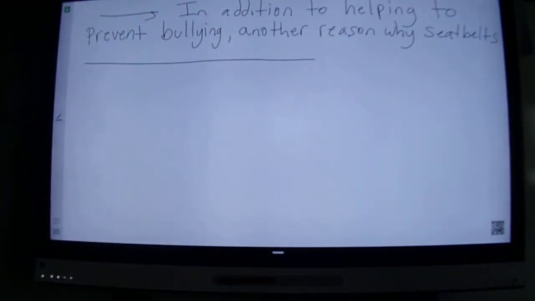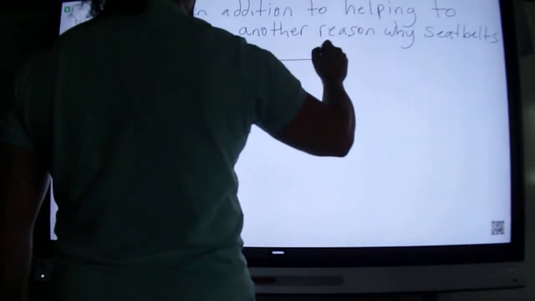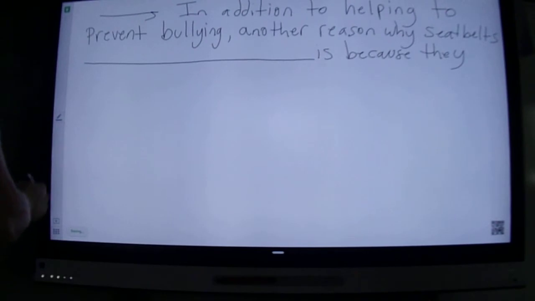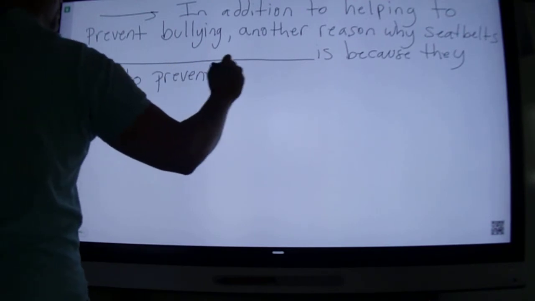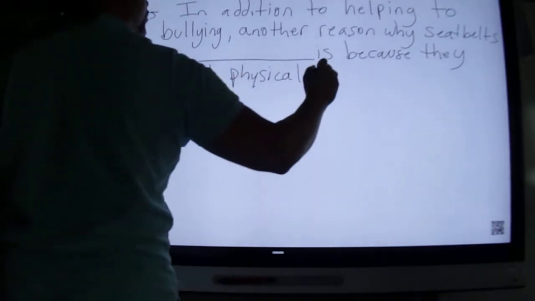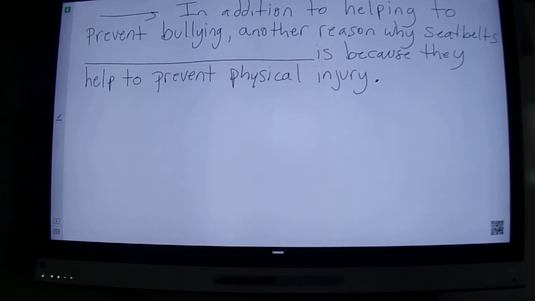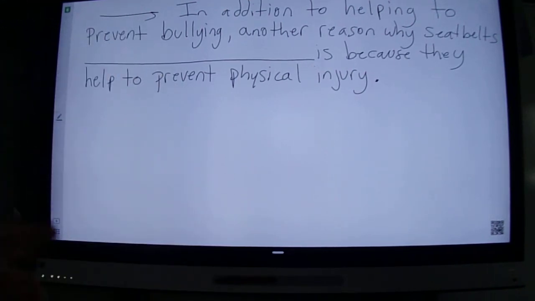So our second reason is going to be pretty much that they help prevent physical injury. Should be required on all school buses is because they help to prevent physical injury. Simple as that. Right off of our circle map, right out of our first paragraph where we listed the three reasons. So there it is. Same protocol, same format, same step process.